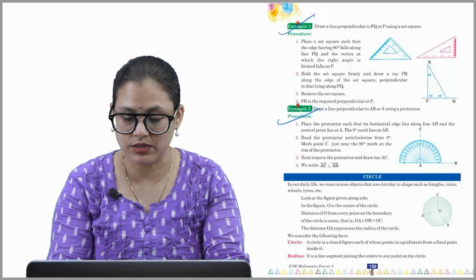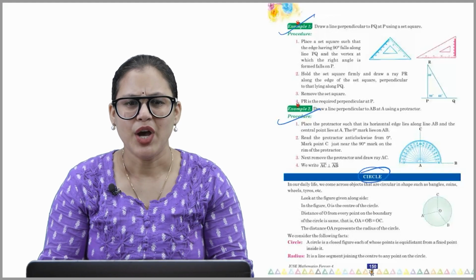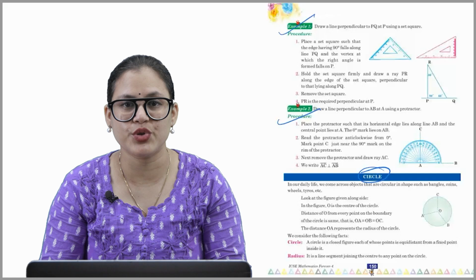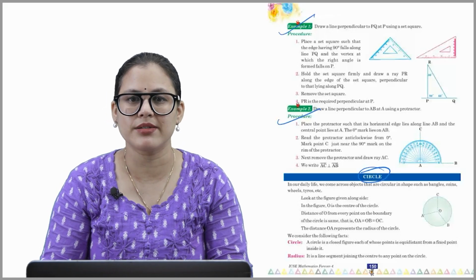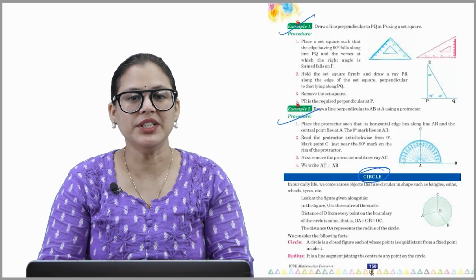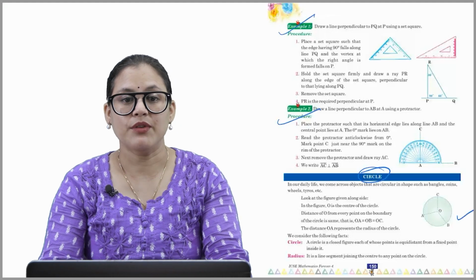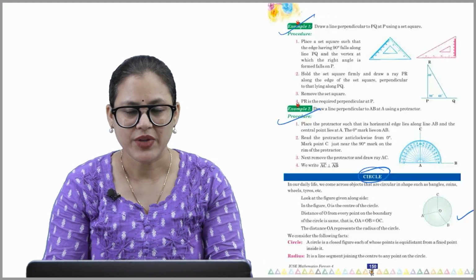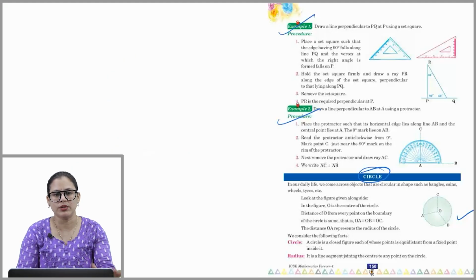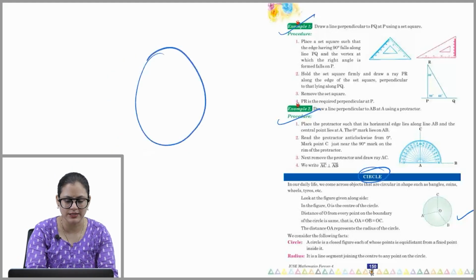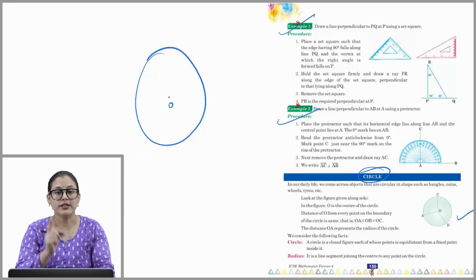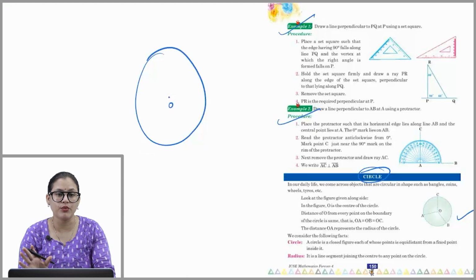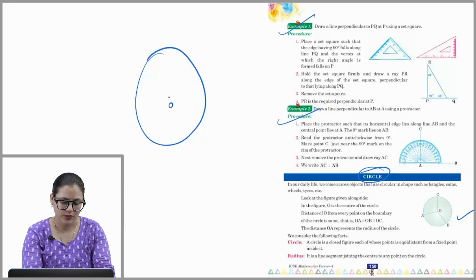Okay, next, circle. In our daily life, we come across objects that are circular in shape such as bangles, coins, wheels, tires, etc. Look at the figure given alongside. In the figure, O is the center of the circle. See, this is a circle, this is the center, which is O. Now, the distance of O from every point on the boundary of the circle is the same. That is, OA equals OB equals OC.